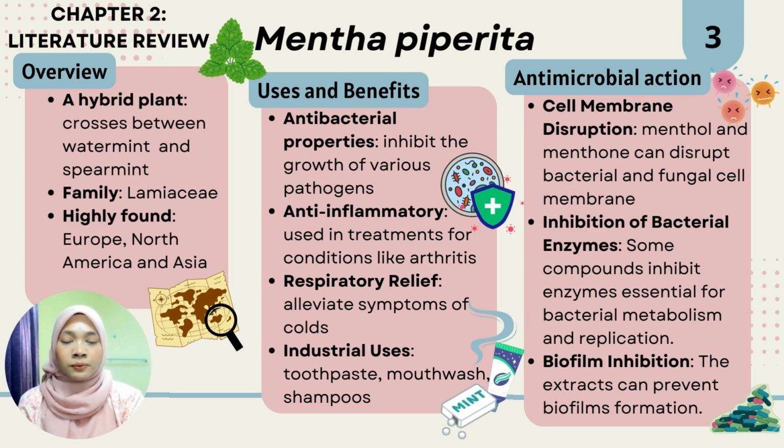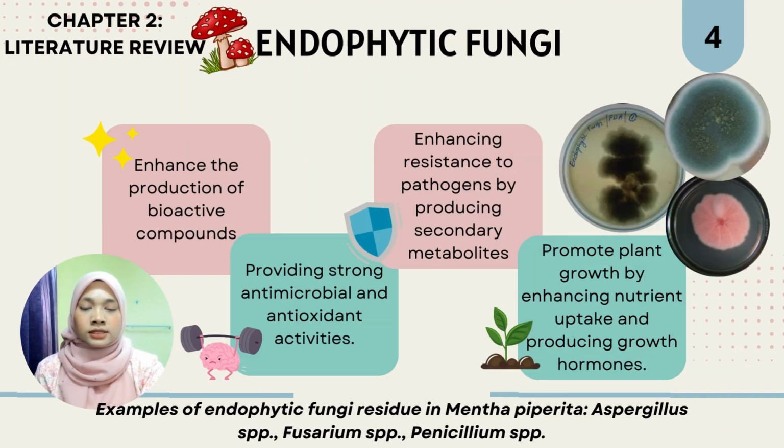Mentha piperita, best known as peppermint, is a hybrid plant from the family Lamiaceae, a cross between watermint and spearmint. It is abundantly found in Europe, North America, and Asia. It has many uses and benefits, such as antibacterial properties which can inhibit the growth of various pathogens, including antibiotic-resistant strains like MRSA. Second, it can reduce inflammation and can be used in the treatment of conditions like arthritis. The antimicrobial activity of this plant involves several mechanisms, such as cell membrane destruction, inhibition of bacterial enzymes, and biofilm inhibition.